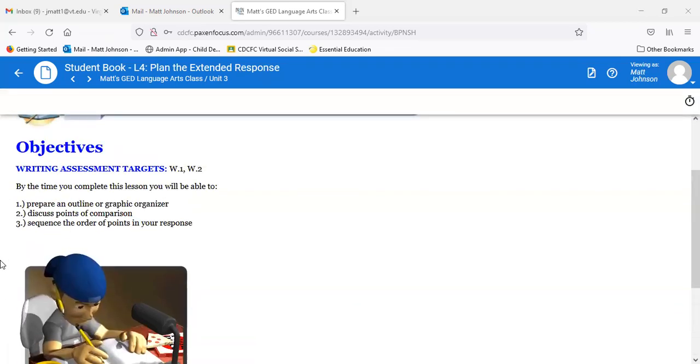So by the time we complete our lesson here, we'll be able to prepare an outline or graphic organizer. That's going to be a big part of what we do today. Discuss points of comparison, which we've done a lot already, and sequence the order of points in your response. So that's really a main idea here: what do we consider as being the most important? And do we want to start with that, or do we want to go from least important to most important? And we're going to work through the same idea together, just so you understand how it's done.